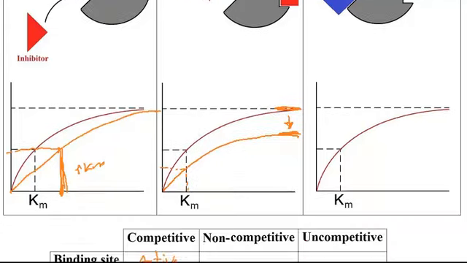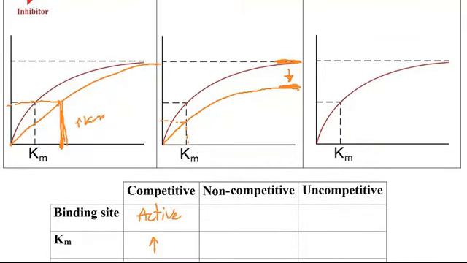So for non-competitive inhibitors, they bind to the allosteric site. There won't be any change in the Km, but the Vmax would decrease.